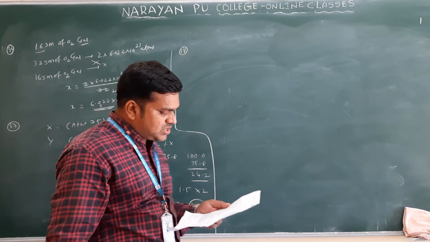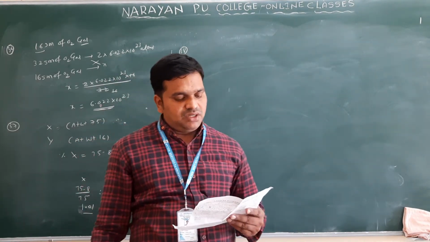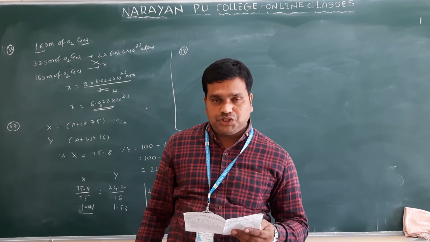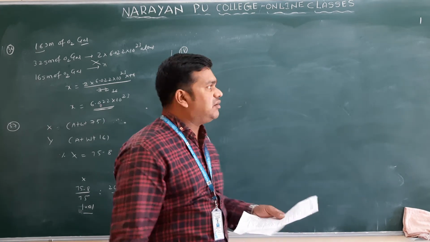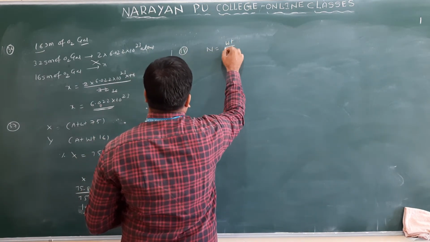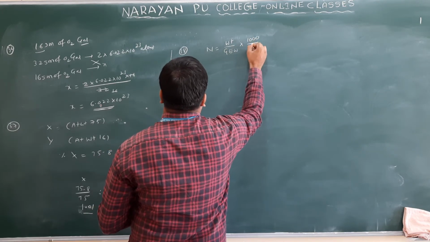Come to question number 38 we have. The amount of oxalic acid hydrated required to prepare 500 ml of its 0.1 normal solution only. So this question is related to normality. What is the normality formula? Normality N is equal to weight by gram equivalent weight into 1000 by volume only.